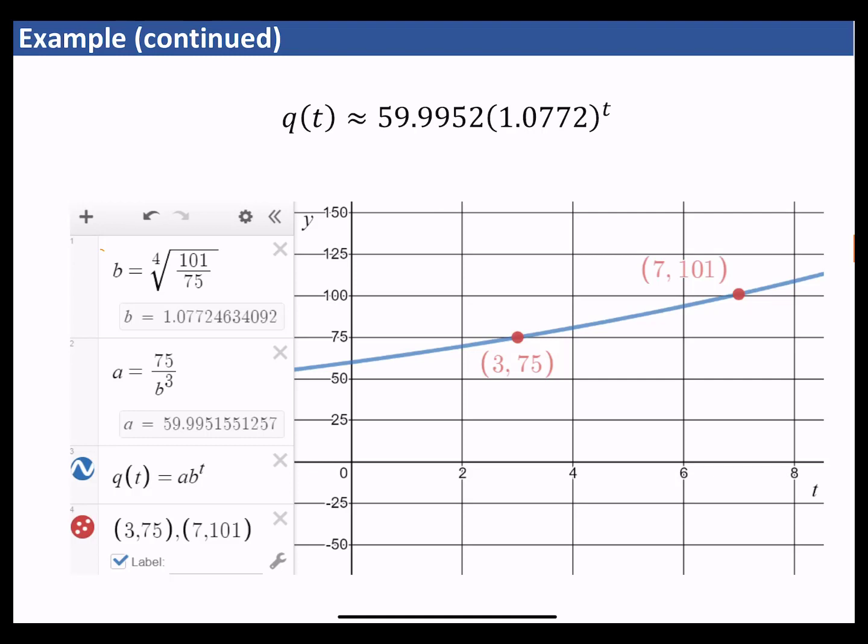In the next video, we will look at trends in the behavior of exponential functions.